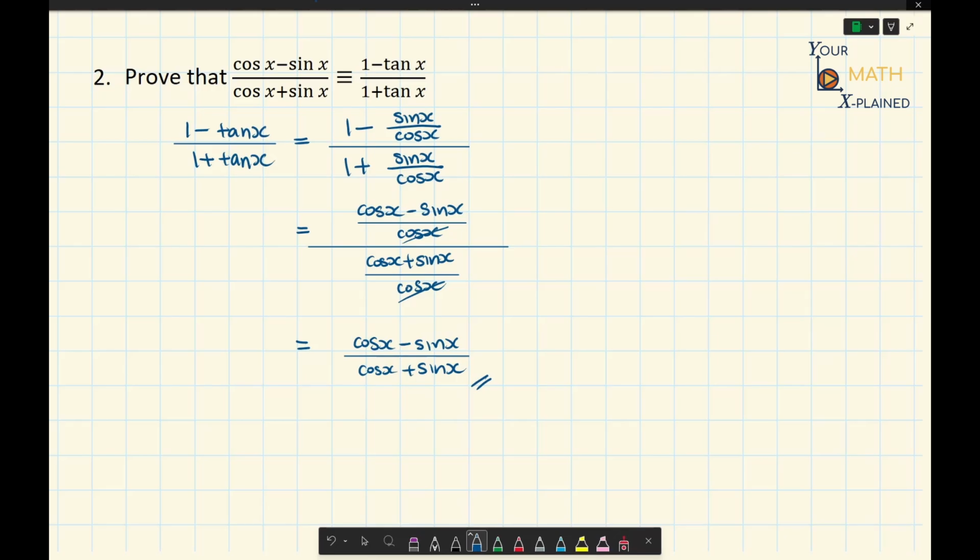So by changing our tangent x to be in terms of sine x and cos x, we've gone ahead and proved this identity. So this question shows us that sometimes we don't need to jump straight into using all these other fancy identities that we've learned. Sometimes just changing everything to sine and cosine is enough.